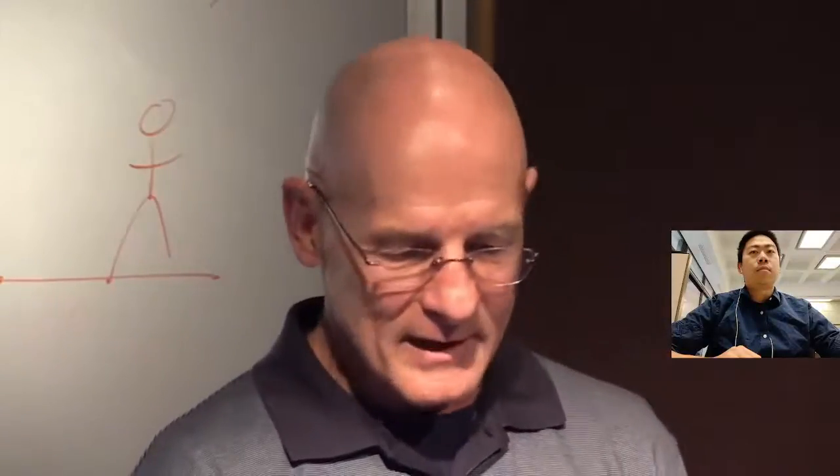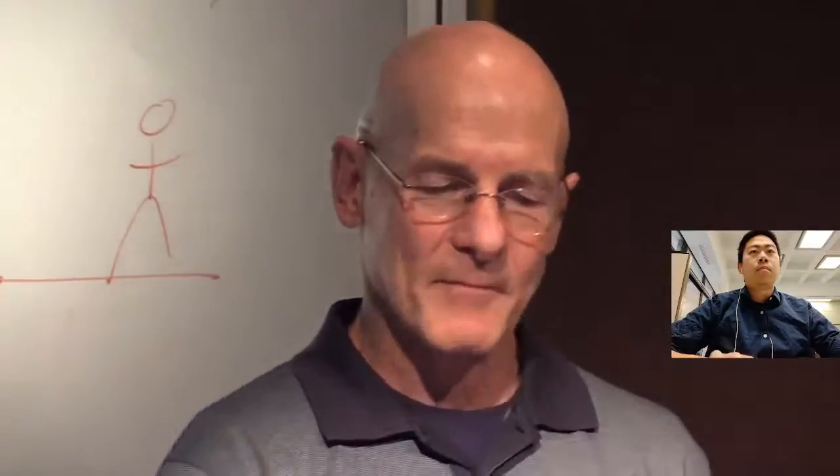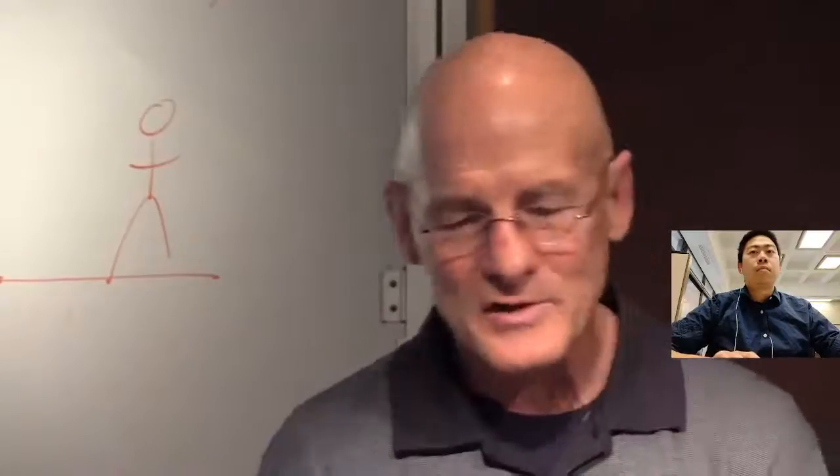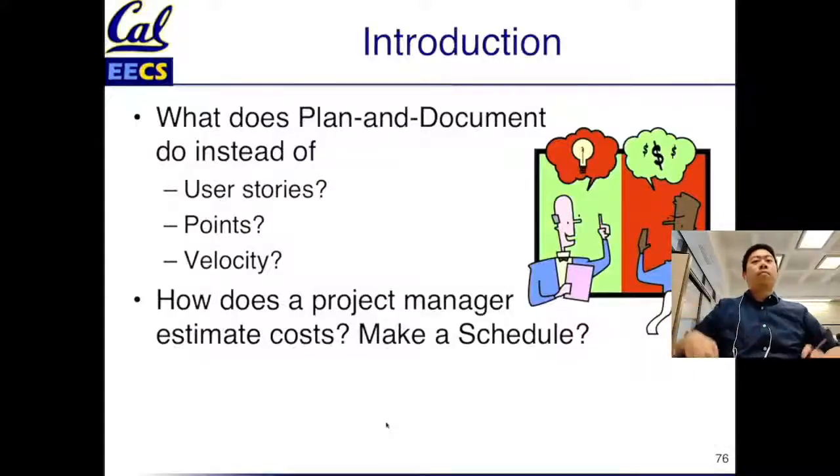So this will take a little while to do. They don't use user stories, points, or velocity. What do they do instead? It's pre-Agile. And how do you make these costs? And how do you make these schedules?